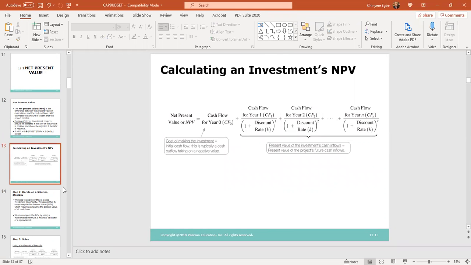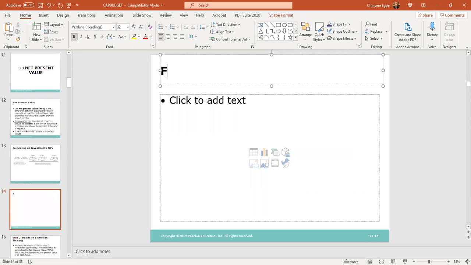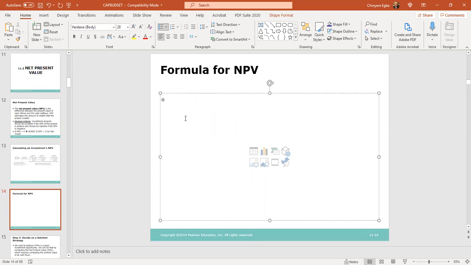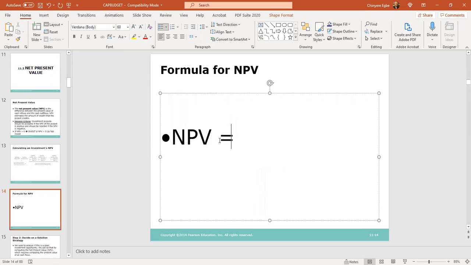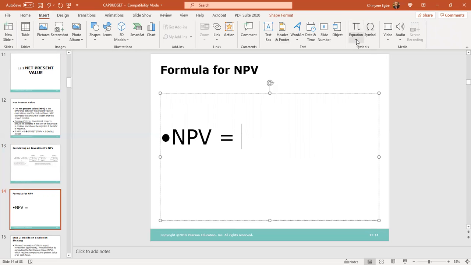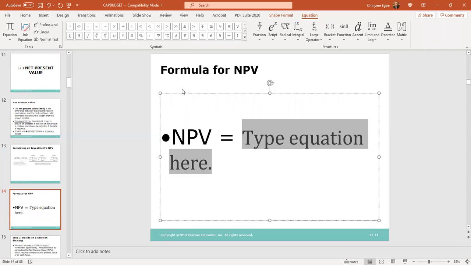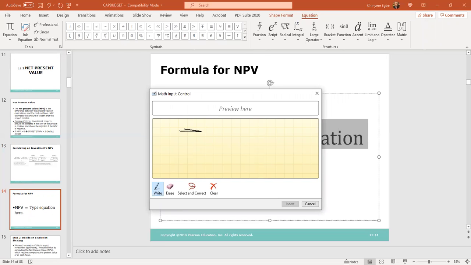So this is the formula for net present value. I'm going to rewrite it. The formula for NPV, I'm going to make it big. Net present value is equal to the sum of the cash flows discounted into the present.